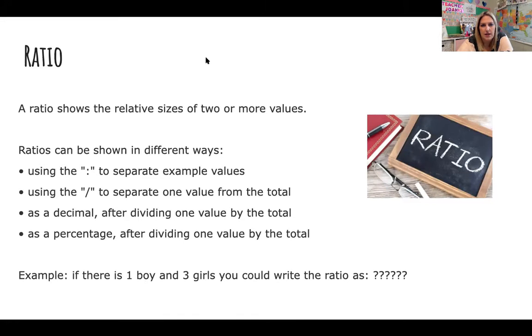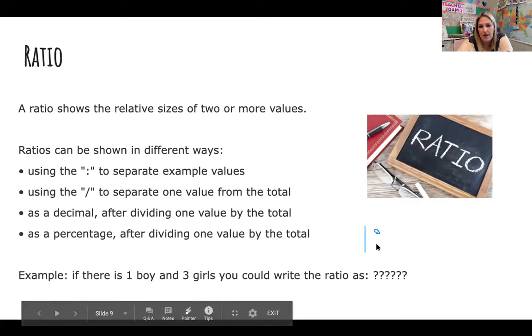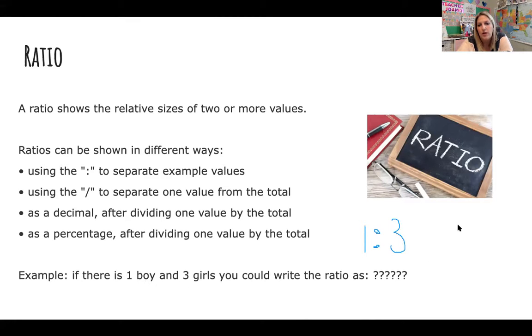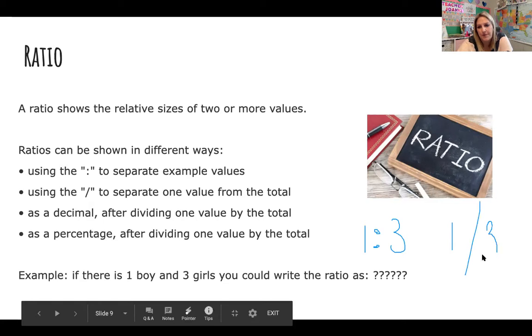I'm gonna let you annotate here. Okay, so 1 to 3, right? We could write it 1 to 3. We could write it 1-3.